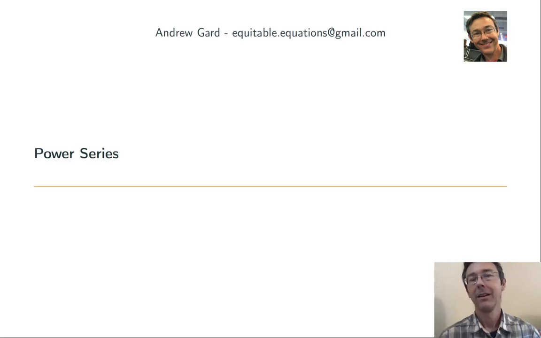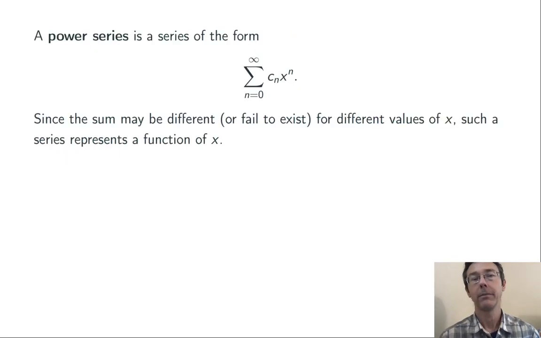Hey everybody. Today we're getting started on power series. A power series is basically just a polynomial that could potentially go on forever. This is the most compact way of writing one: sum n equals 0 to infinity, c sub n x to the n. So the c sub n are just the coefficients of the x to the n's.